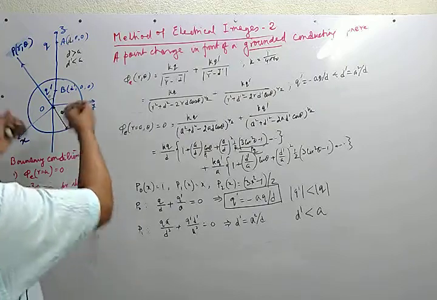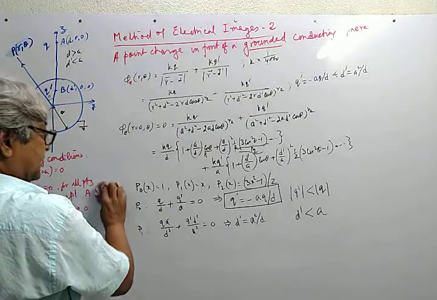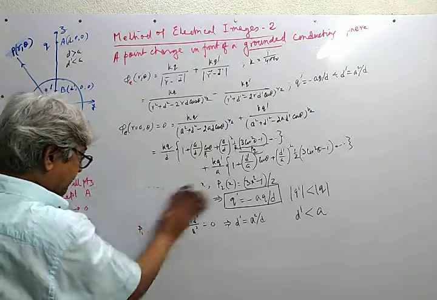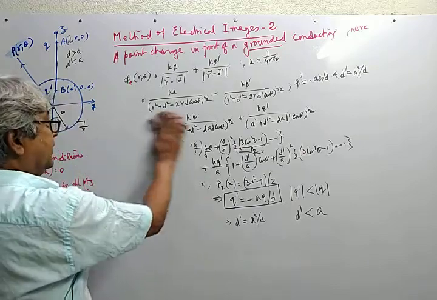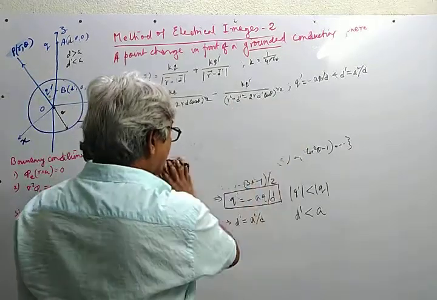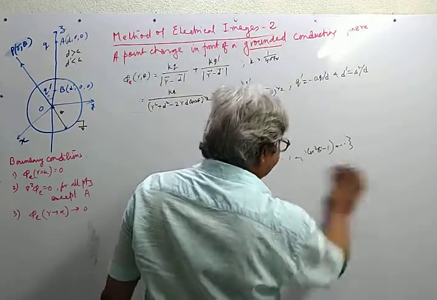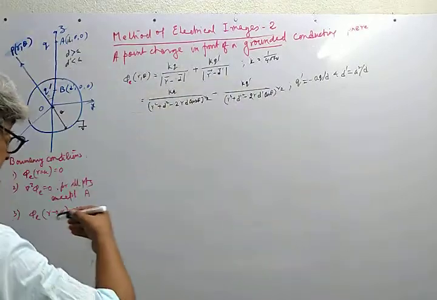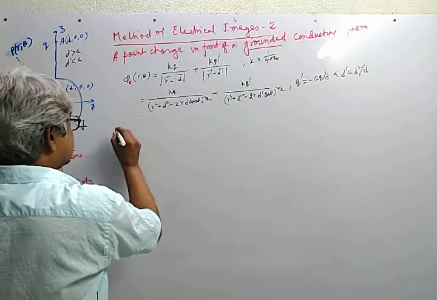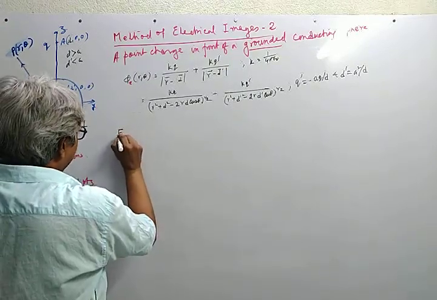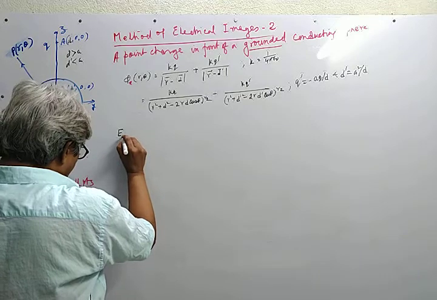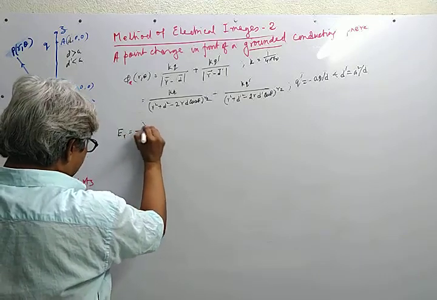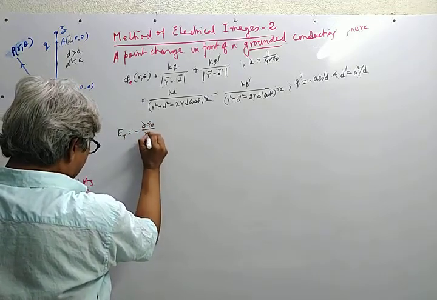This is the potential. So as far as the calculation of potential is concerned, it gives you the potential. If you now want to find out the component of the electric field, the component of the electric field is obtained as this: ER is equal to minus del phi by del R.